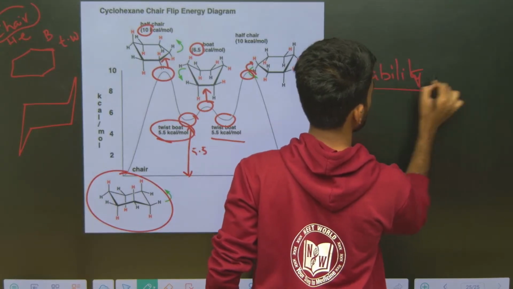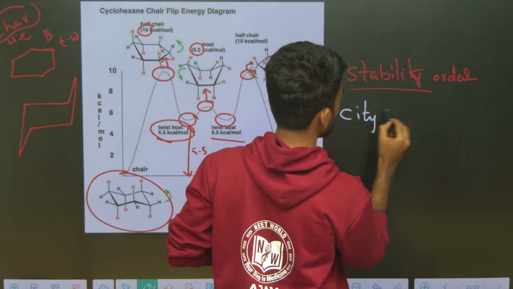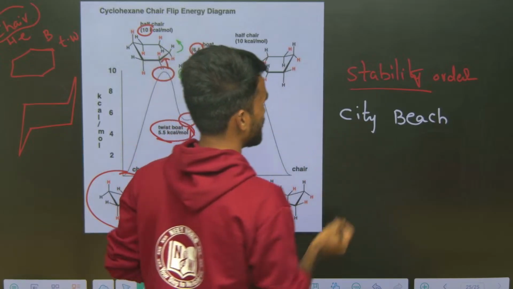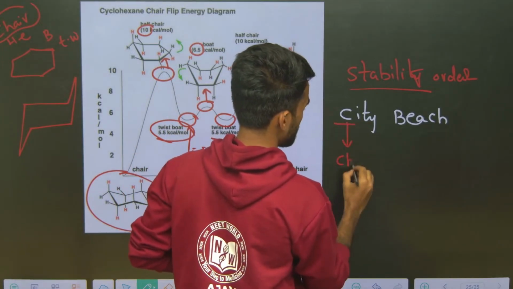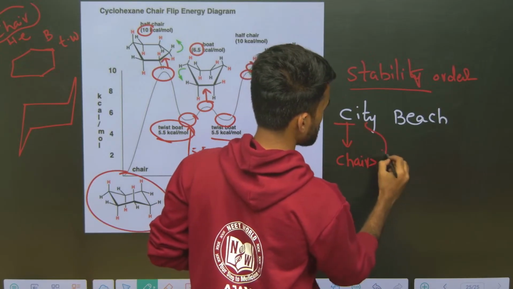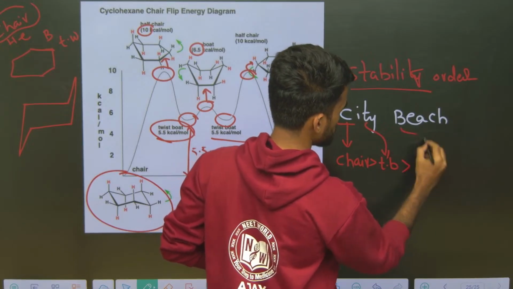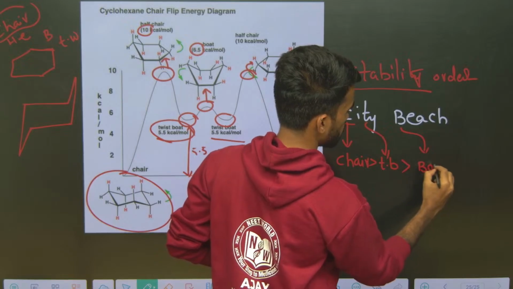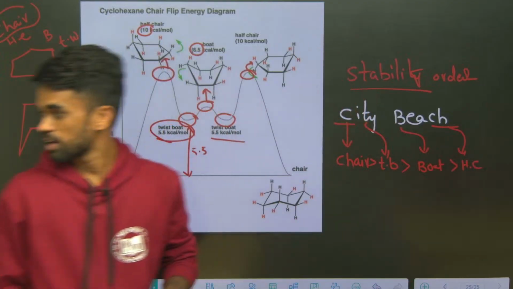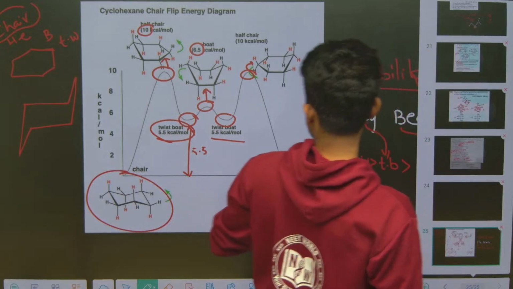Stability order. You can remember it as city beach, just for having some mnemonic kind of thing. C means chair. More stable is chair. Next, T means twist boat. Next, boat. Half chair. You can remember this. Next. This is done.